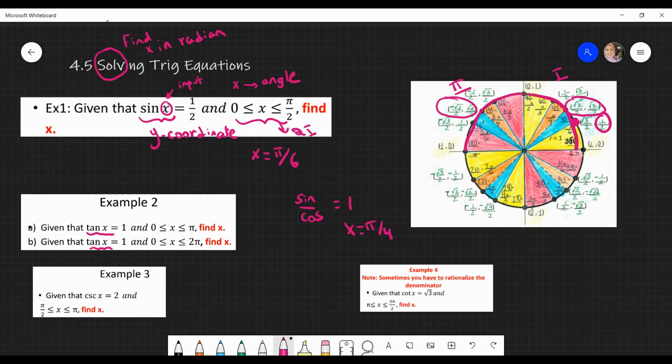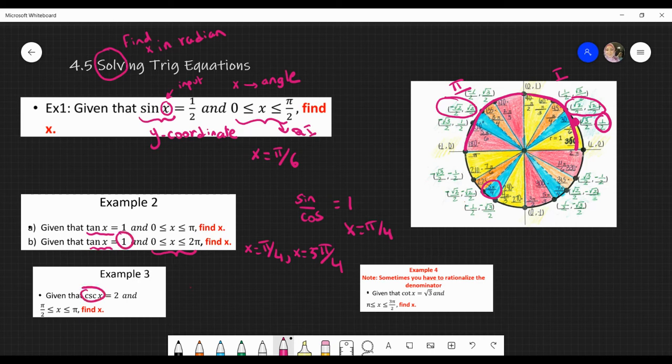If I'm working in the whole circle, 0 to 2 pi, I could also consider not only pi over 4, but 5 pi over 4, which has sine and cosine negative and leads to a tan positive equals 1.